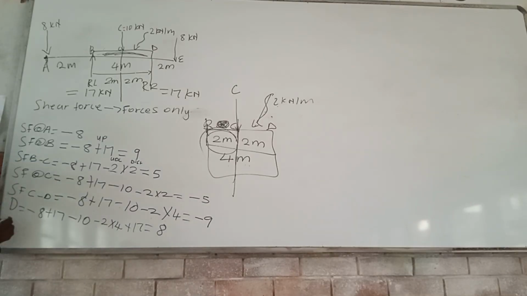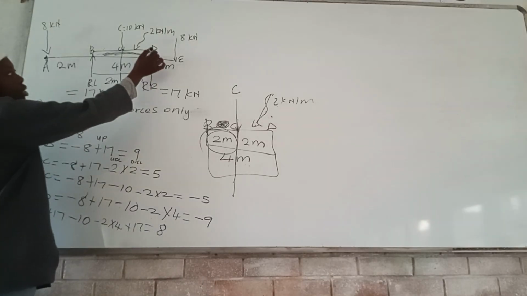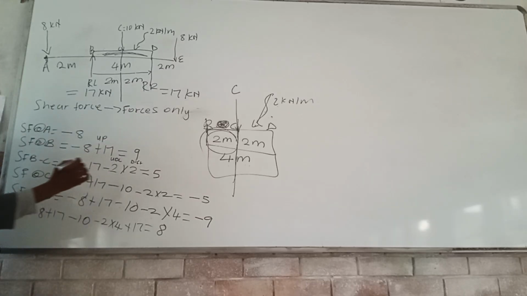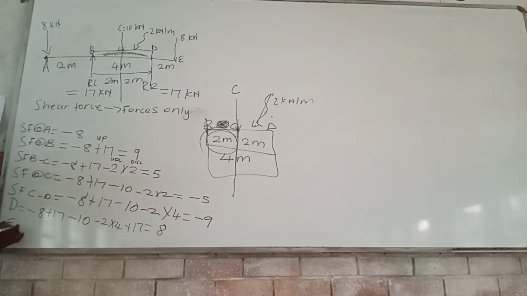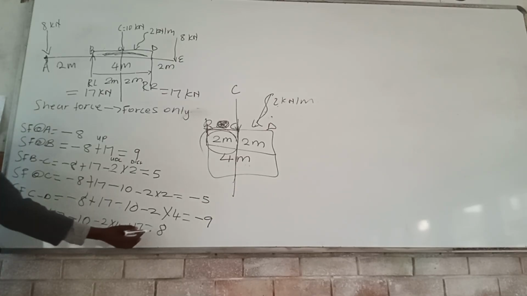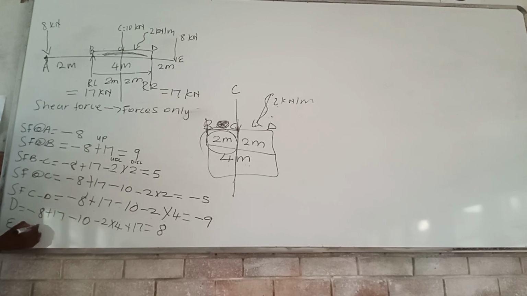Shear force at E. There's no shear force from D to E again. So shear force at E is going to be 8 and then minus 8, which is equal to 0.